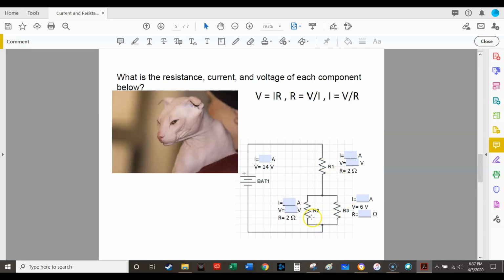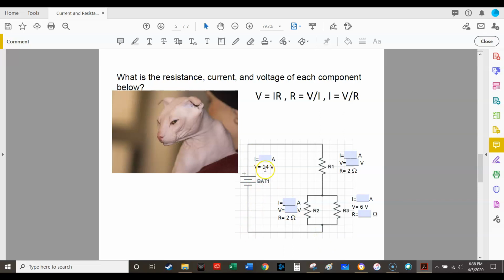Okay, so R2 is in parallel with just R3. Okay, they're only in parallel with each other. This entire branch here is in parallel with the battery here. Okay, I just want to be clear on that. These two guys are only in parallel with each other. You can't say then that they're in parallel with the battery here. That's not right. The entire branch here is in parallel with the entire branch here.